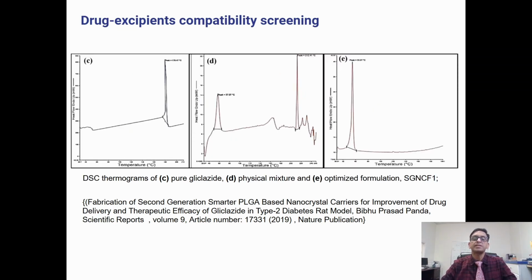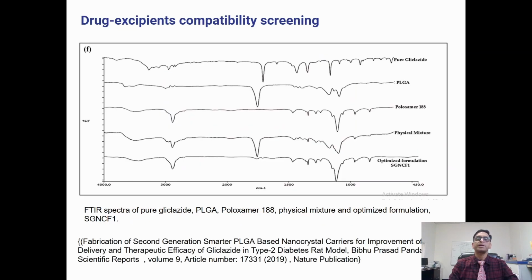Similarly, in DSC, as I said, the sharp peak of the pure drug compound is compared with the physical mixture of the drug with the excipients and with the formulation. All have to be analyzed together to see whether the characteristic peak of the drug is retained or not. If not retained, how much does it reduce, and what happens when you make a formulation? Suppose you are making a nano formulation, where the drug characteristics totally change, so this parameter has to be analyzed thoroughly in drug excipient compatibility screening. And in this case, we are using the differential scanning calorimetric method to understand the drug excipient compatibility.